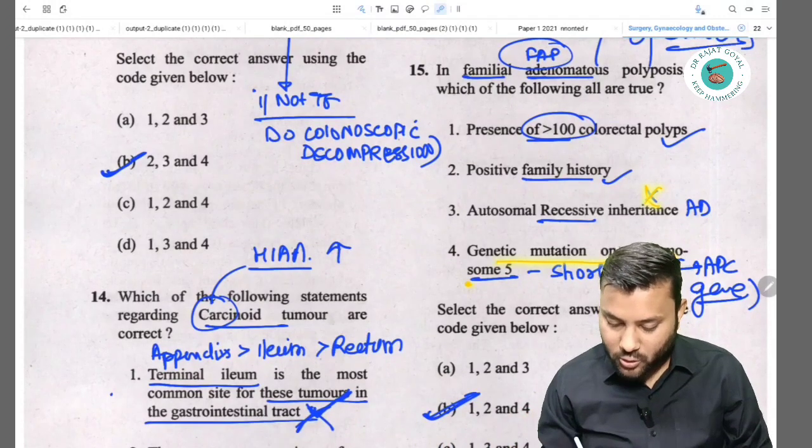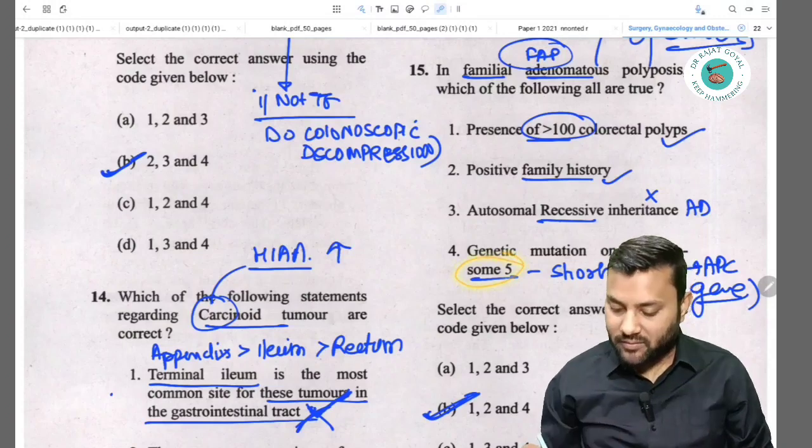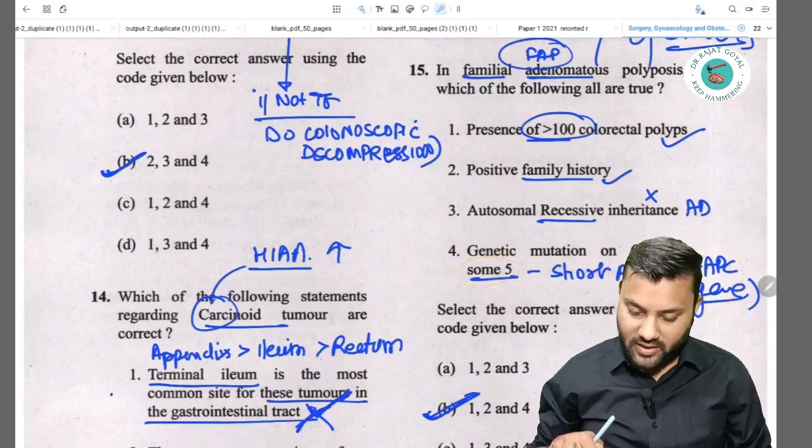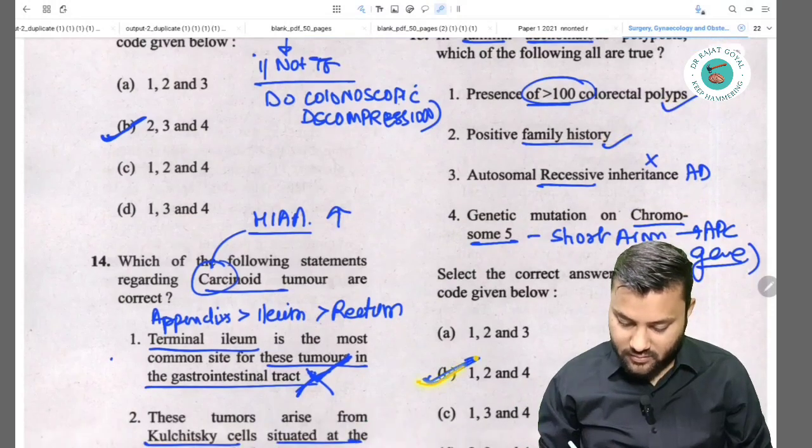And genetic mutation of the chromosome 5. Yes, this is true because it is related to chromosome 5 in which the APC gene is present. So answer here will be 1, 2 and 4 are correct. So option B will be the answer.